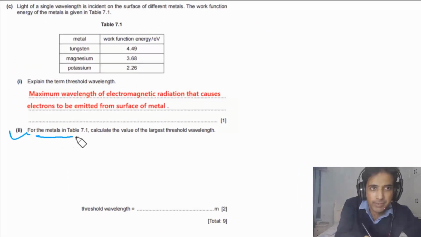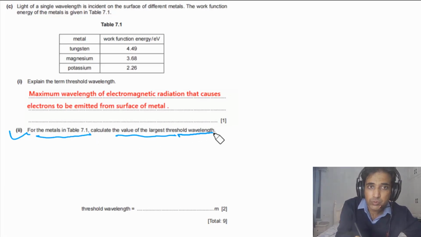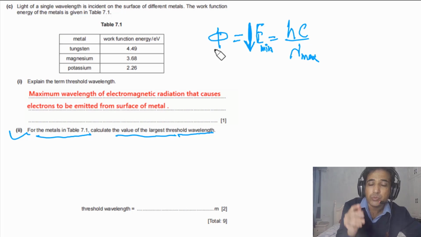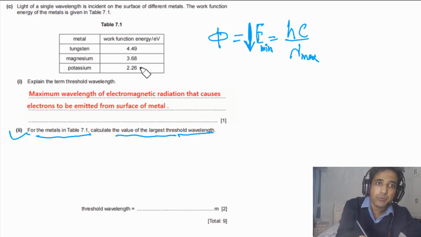The second part says for the metals in table 7.1, calculate the value of the largest threshold wavelength. In order to answer this question, we need to understand that E is equal to hc over lambda. If the wavelength is the highest, then E, the minimum energy of the photon, which is equal to the work function, has to be the minimum. So we have to take the smallest value of work function. This value we have to take.